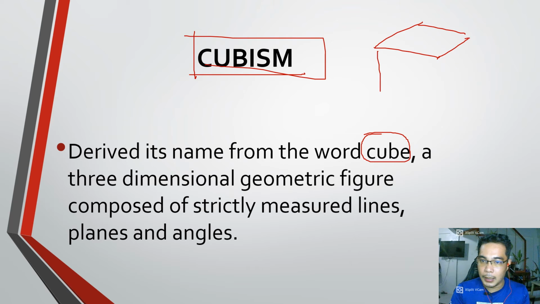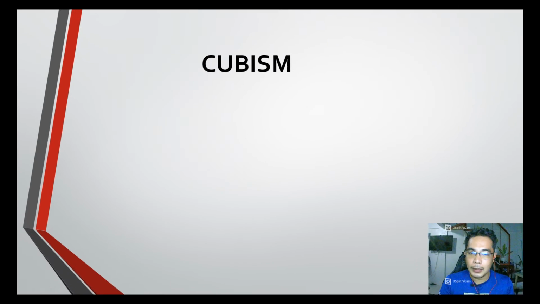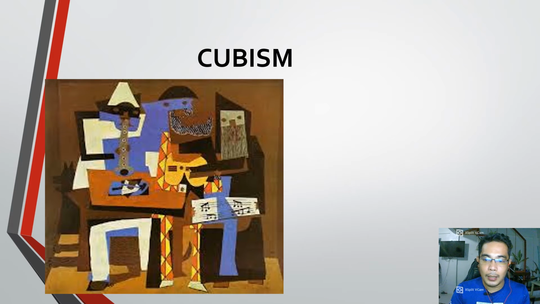It is a three-dimensional geometrical shape, okay, composed of lines, planes, and angles. So we have lines, okay, we have planes, and we have angles. So ito yan, di ba? So that is cubism. So ginamit nila yung characteristic ng cube para gumawa ng art, ng artwork. Okay? So if you look into an example of a cubism, ito nga ang magiging itsura niyan.